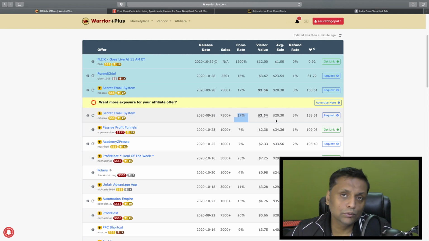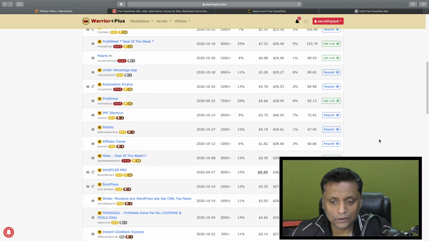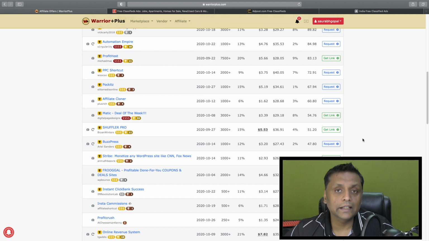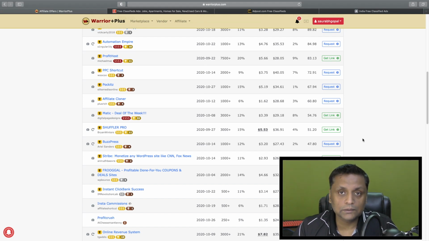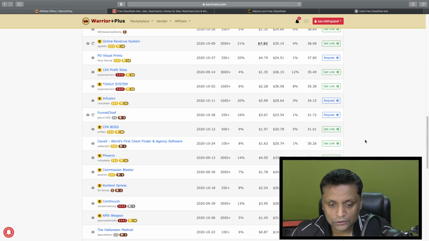Next is the visitor value. You do not have to worry about the visitor value. What you need to look at is the refund rate, and this one has a refund rate of 3%. Anything below 5% is a good number, depending on the number of sales. You do not want to promote a product with a high refund rate, because that indicates people are refunding it, and you don't want to end up in that situation. For this one the refund rate is 16%, which is very high. Even though they have sold 2000 copies, the conversion rate is only 7% for this Commission Blaster.